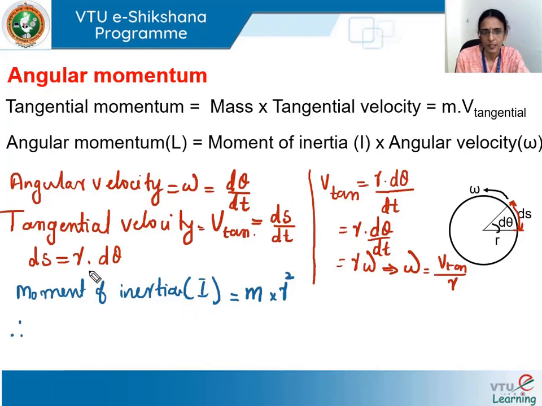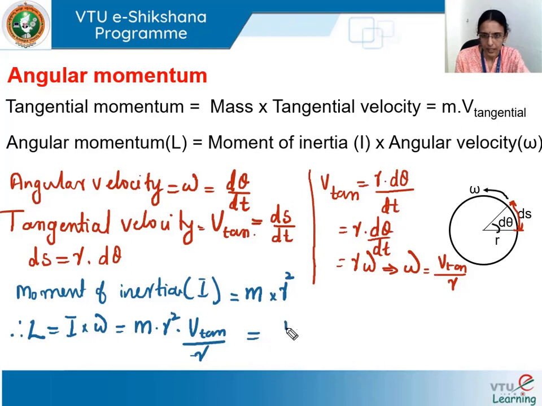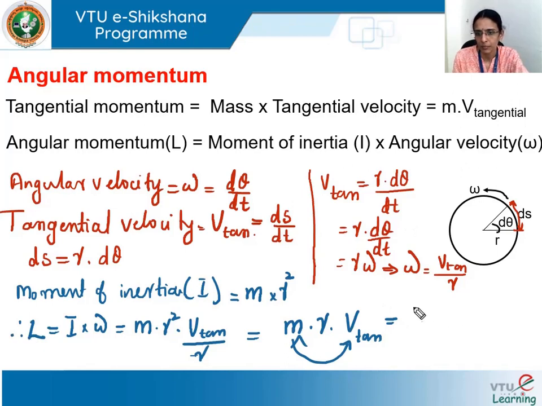Therefore, I can say that from this expression, angular momentum L is equal to moment of inertia multiplied by angular velocity, that is mass into r square into angular velocity, which is tangential velocity divided by r. So, by eliminating the common term, this becomes m into r into v tangential. In this, you have this term m and v tangential. Mass into the tangential velocity is the tangential momentum. Therefore, angular momentum is equal to tangential momentum multiplied by the radius of rotation.